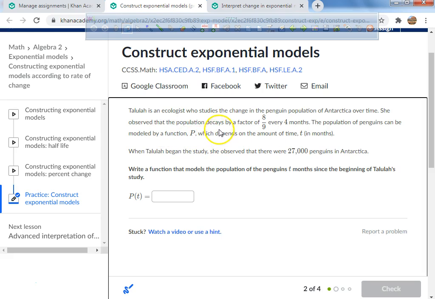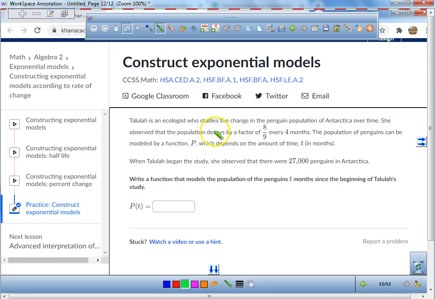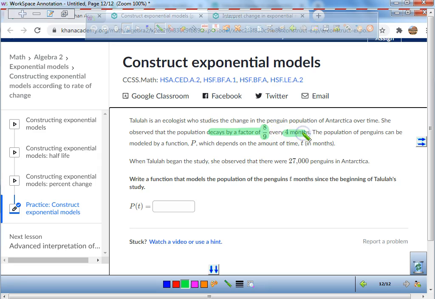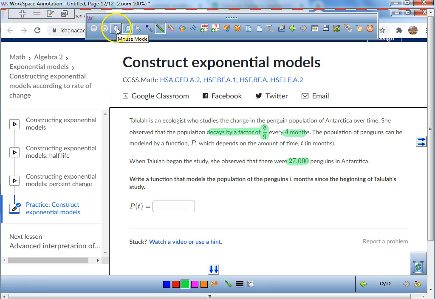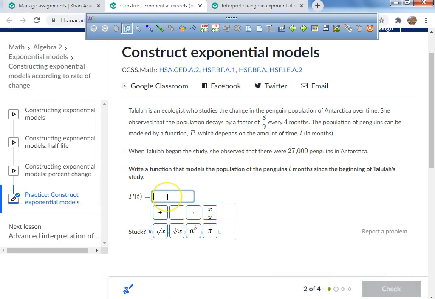All right, she observed the population decays by a factor of. Now, hey guys, this one right here literally tells us our decay factor. We're not losing 8/9. What are we keeping? We're keeping 8/9. Every what? Every 4 months. And what are we starting with? 27,000. All right, so here's all you got to do. What are we starting with? 27,000.